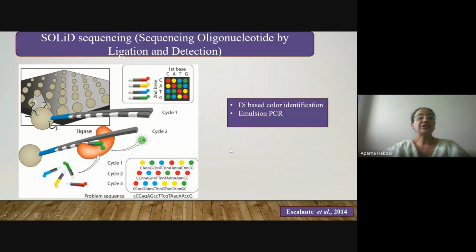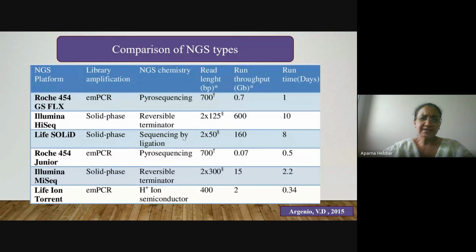And of course, emulsion PCR is used, as discussed earlier. So the comparison of NGS types: Roche 454, that is the pyrosequencing platform, has a running time of a single day. Then Illumina sequencing takes around 10 days, and the principle behind it is reversible termination. Then SOLiD sequencing is sequencing by ligation, with a running time of around 8 days. The rest are modifications of the earlier methods.